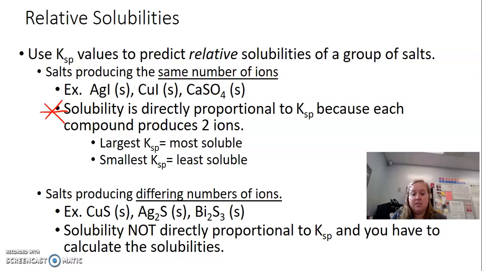And then if we're looking at the types of salts that produce differing numbers of ions, I have copper 2 sulfide, silver sulfide, and bismuth sulfide. Copper 2 sulfide has 2 ions, silver sulfide has 3, and bismuth sulfide is going to have 5 ions. So there's a different number of ions. When we're looking at salts that have a different number of ions, unfortunately the solubility is not directly proportional, and you have to actually go through the ice box and calculate the various solubilities and then compare them.